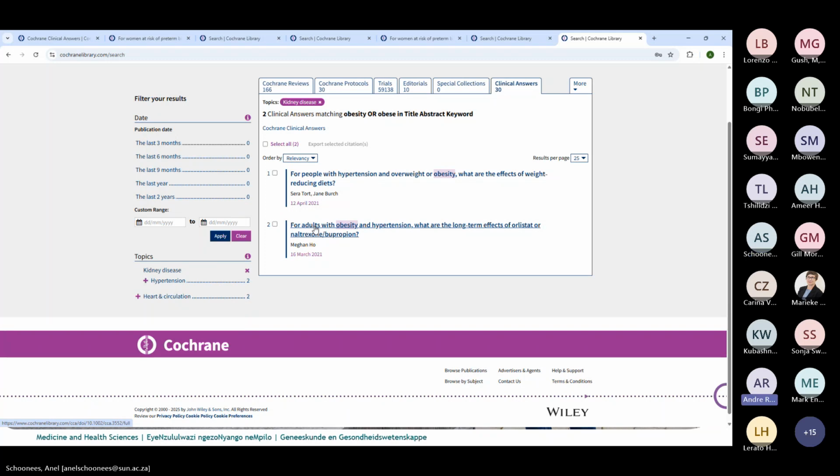Yeah, thanks. That helps a lot. Thank you. So the bottom line is, go to your PICO question, look at your PICO elements, and decide which of these PICO elements makes the most sense to do a simple search with.